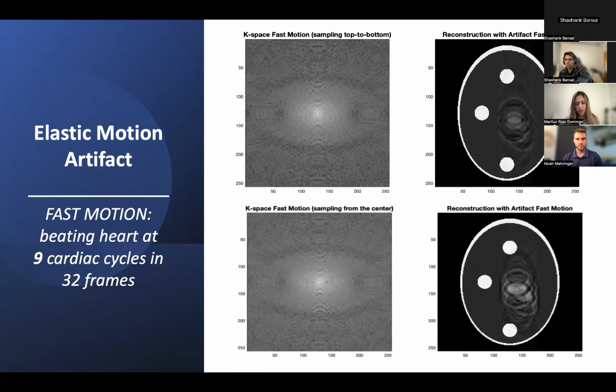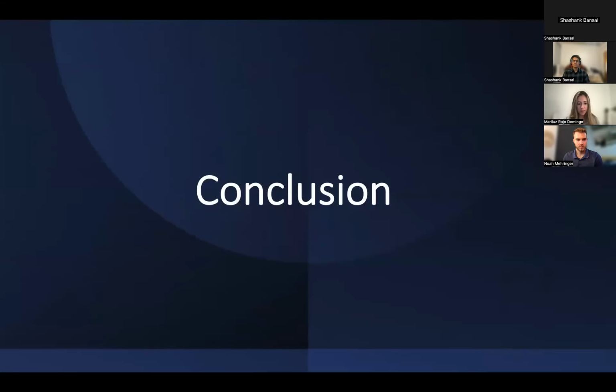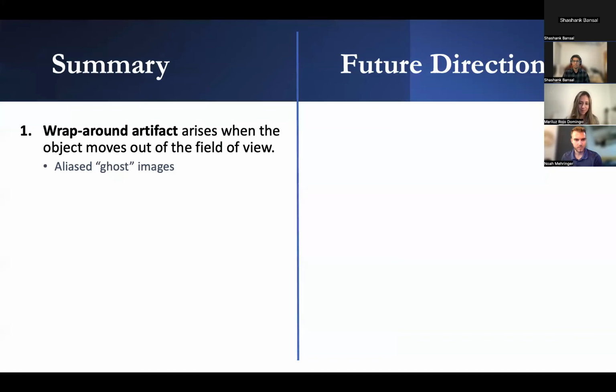Finally, we repeated that with 9 cardiac cycles and the same number of frames, so it goes faster. With similar sampling schemes, we can see that the artifacts change because as the heart beats faster, we expect to see a more noticeable artifact. Now, Noah's going to wrap up our presentation with some final notes.